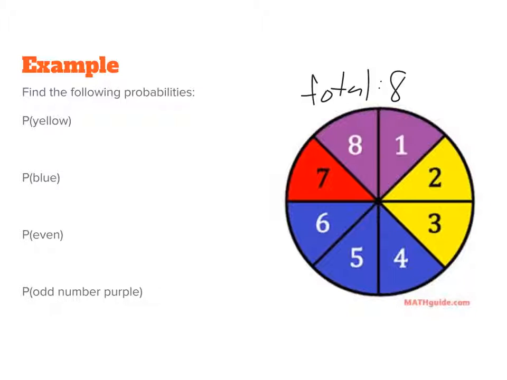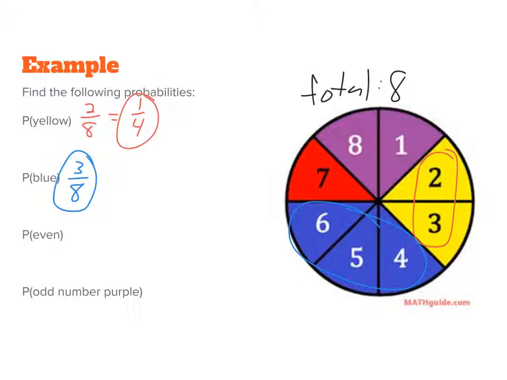If I want the probability of yellow, I figure out how many yellow pieces there are. Well, there's 2 of them out of the total of 8. So I would say 2 over 8, or 1/4. The probability of choosing yellow is 1/4. For blue, you'll notice I have 3 blue pieces. So 3 over the total of 8. The probability of choosing blue is 3/8.